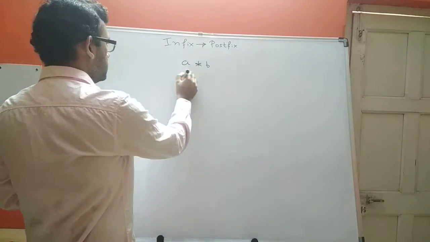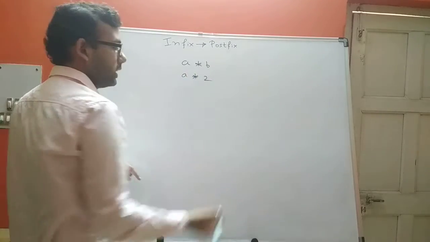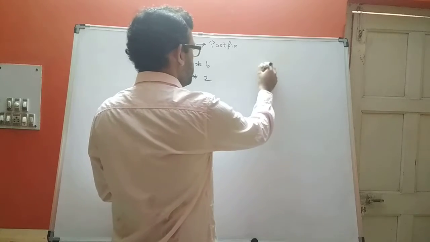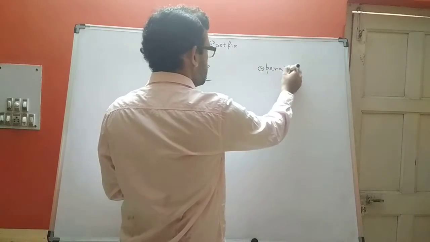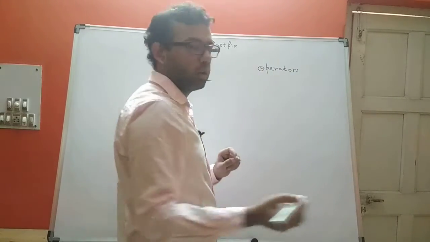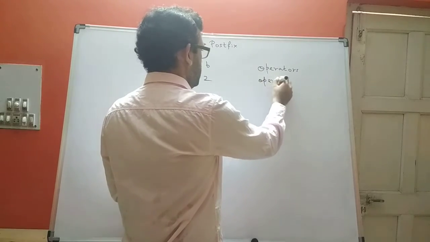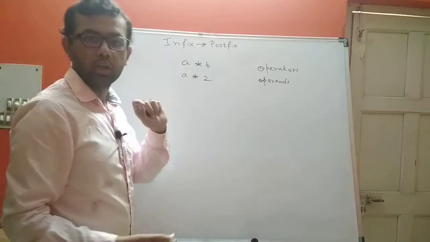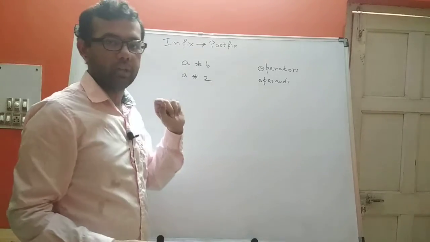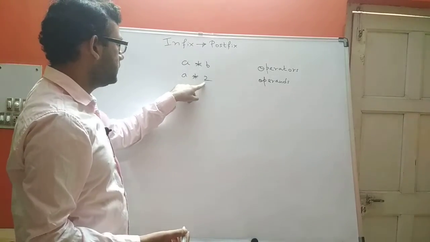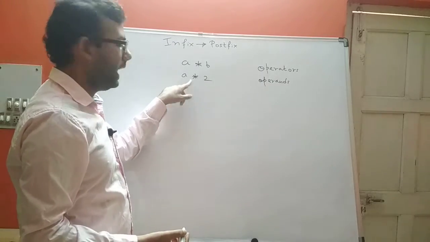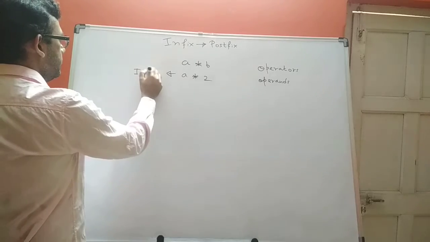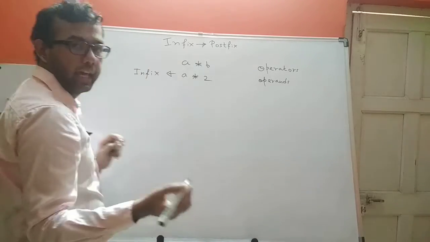I could have also written A star 2. 2 would also be considered an operand. So you have operators, and operators work on operands. And what are operands? Operands are variables and constants, and this is known as an operator. Now, if the operator appears between the two operands, it is called an infix expression.